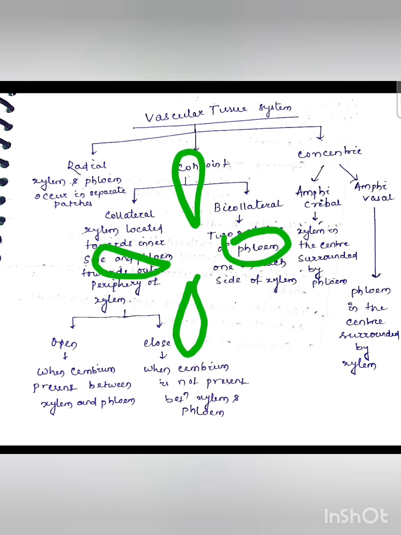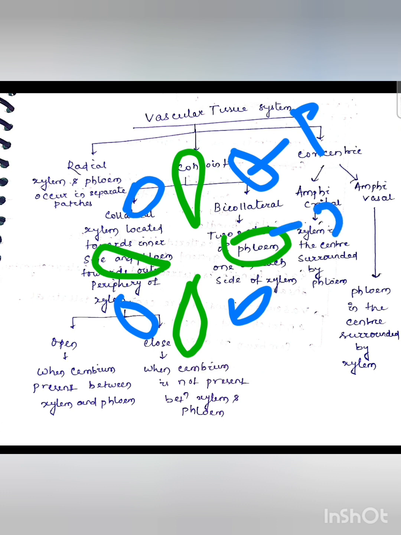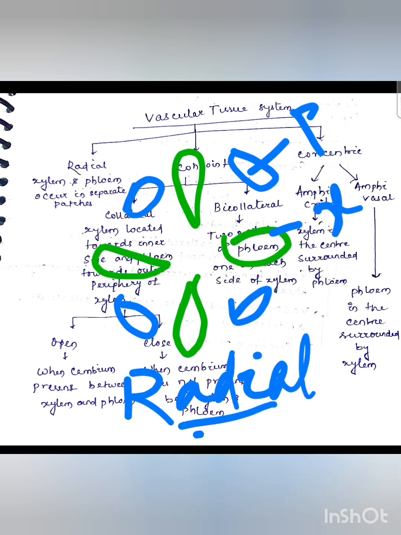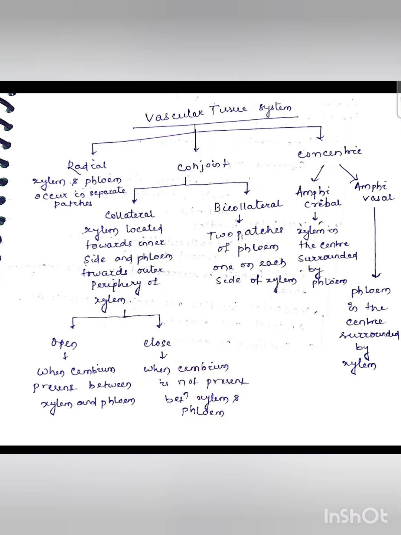These are xylem, these are phloem. These are phloem, these are xylem. This type of arrangement is known as radial arrangement, which is seen in your root system. Then conjoint, where xylem and phloem are present together. So conjoint can be divided into collateral and bicollateral.